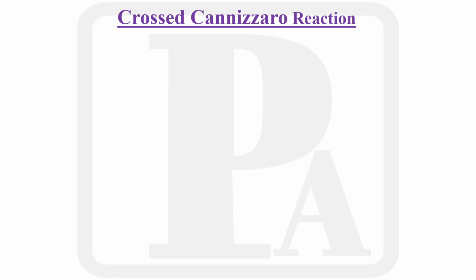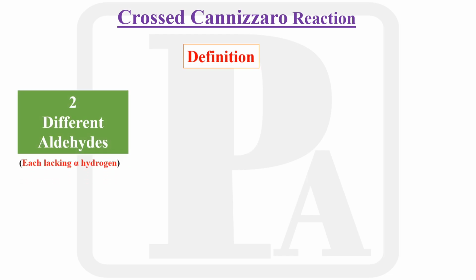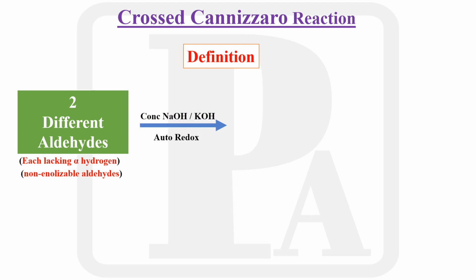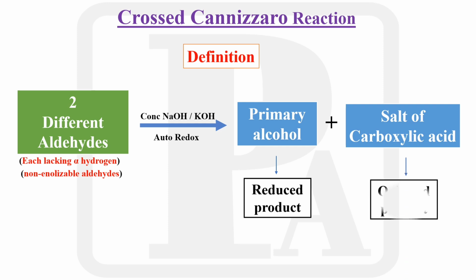Dear students, now we are going to see crossed Cannizzaro reaction. Two different aldehydes, which do not have an alpha hydrogen atom, that is, the non-enolizable aldehydes, can undergo auto-redox reaction in the presence of concentrated sodium hydroxide or potassium hydroxide. We are getting two compounds. One is the primary alcohol, another one is the salt of carboxylic acid. Primary alcohol is the reduced product and salt of carboxylic acid is the oxidized product.